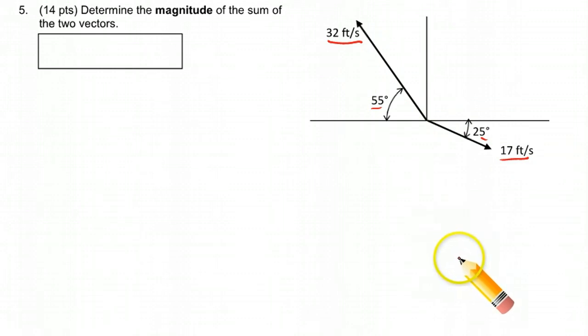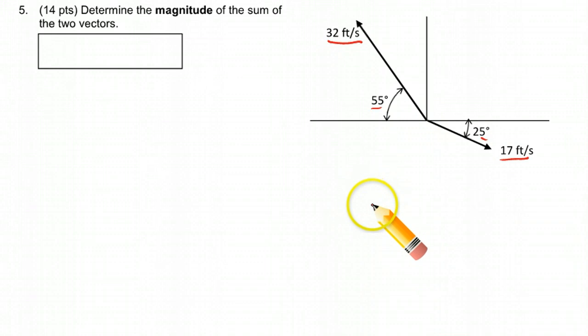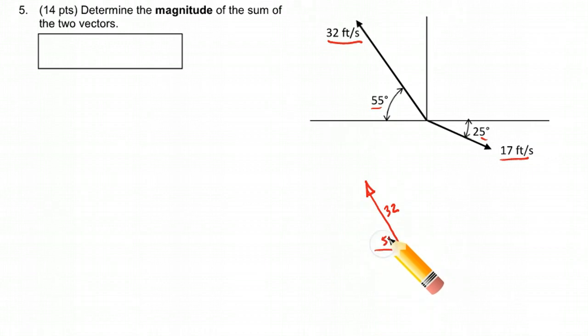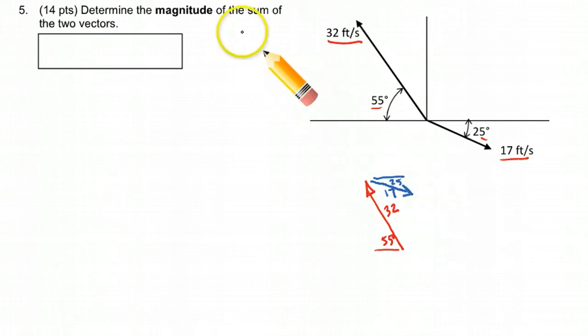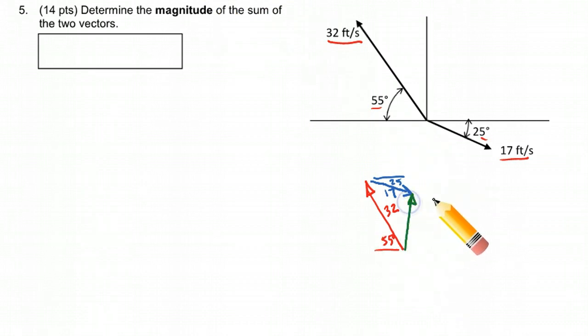I'm going to work this problem adding as components, but if I were to work it with trig, I would have to draw them head to tail. So it would be something like 32 at 55 degrees. Then I take my second vector and go 17 at 25 degrees. And the result, or the addition of these two, would start at the tail of the first and go to the head of the last. So that's our R vector. That's the magnitude we want to determine.